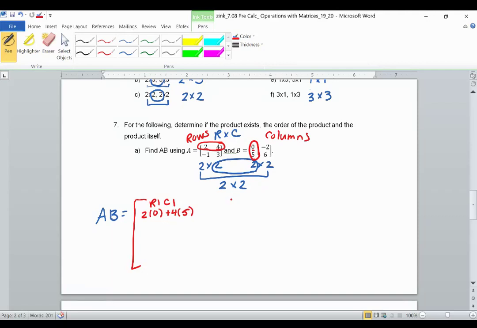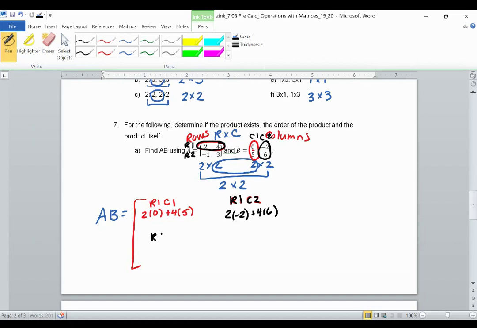Now let's do row 1, column 2. Okay, so let me change colors here. Row 1, column 2. So I'm still on row 1, but this time I'm going to do column 2. So this is row 1, row 2, column 1, column 2. Okay, so I'm going to take 2 times negative 2 plus 4 times 6. So you're multiplying the first two together in those rows and columns, adding it to the second two.